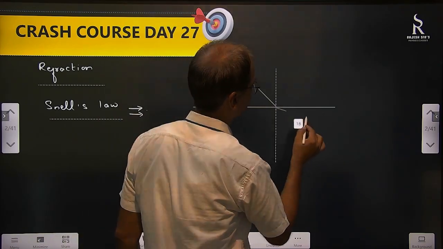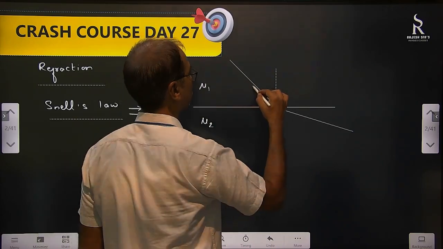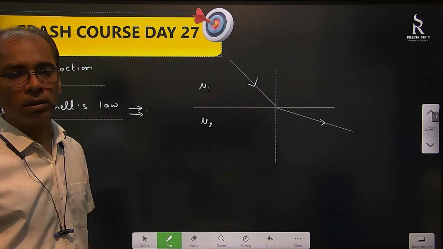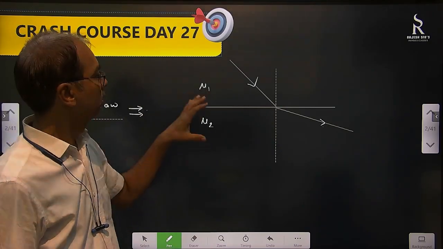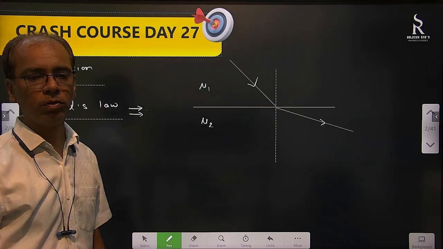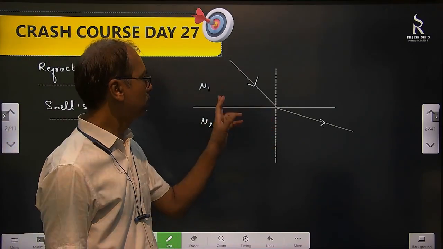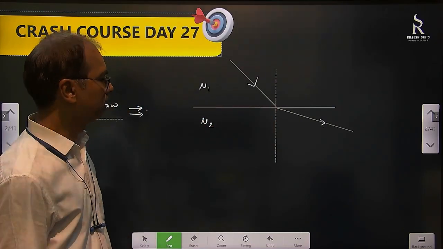It will deviate from its path. Suppose it went like this. It was coming in this way, it went like this. Then this deviation depends on how much the coefficient of refractive index of the two mediums is. This deviation depends on the relation between mu1 and mu2. This is what Snell's law says.